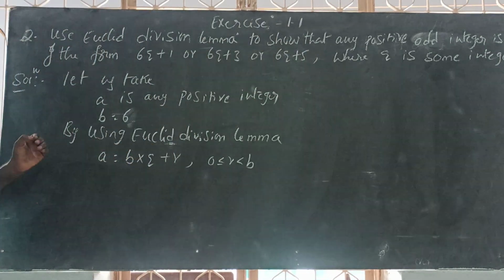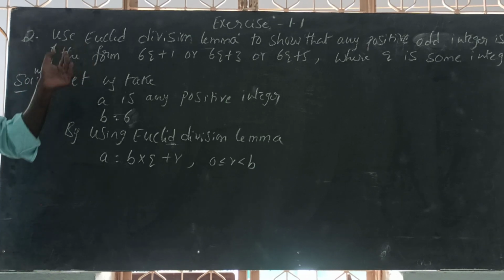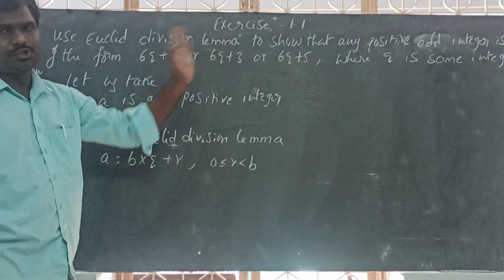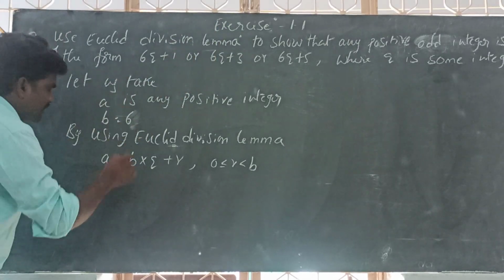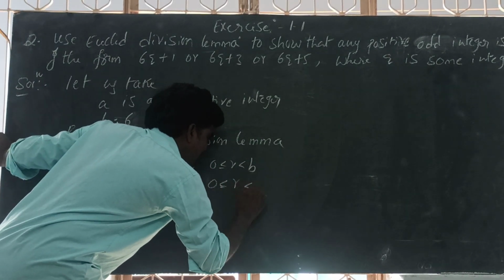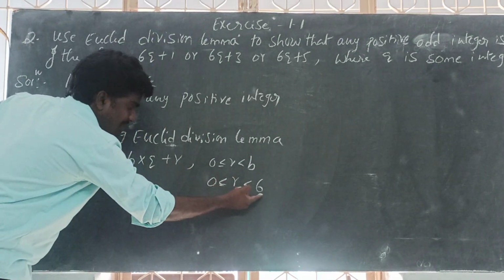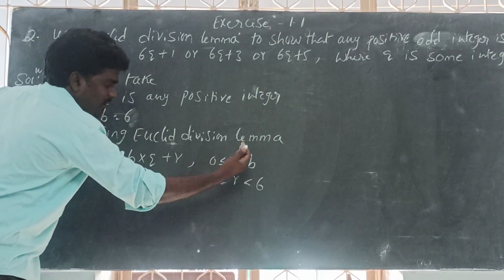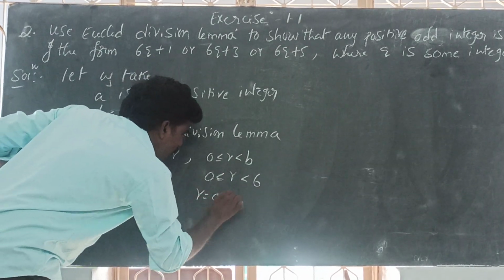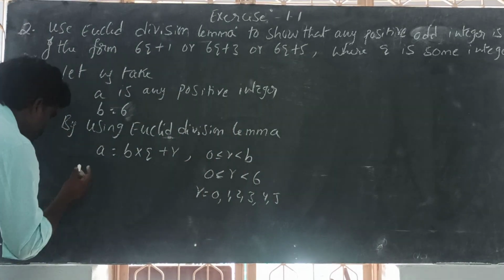An odd number is a number which, when divided by 2, leaves remainder 1. Its consecutive odd numbers are 2n plus 1, 2n plus 3, 2n plus 5, 2n plus 7 and so on. Here the divisor is 6, so the remainder lies between 0 and 6, greater than or equal to 0 and less than 6. So the values of remainder are r equal to 0, 1, 2, 3, 4, 5.